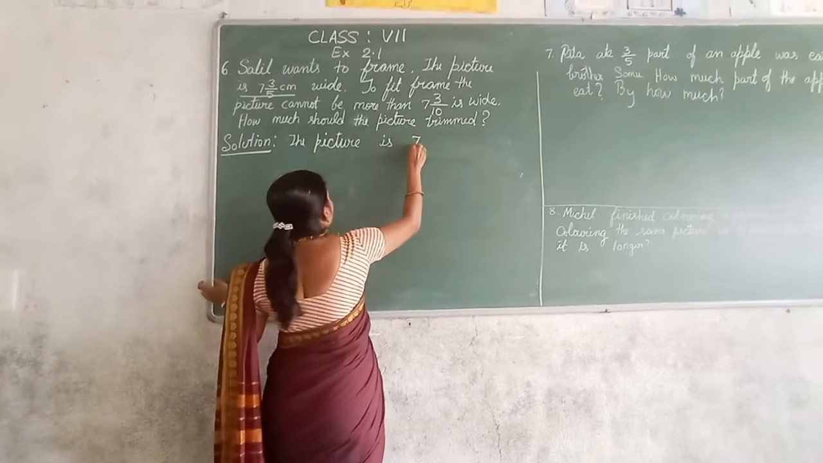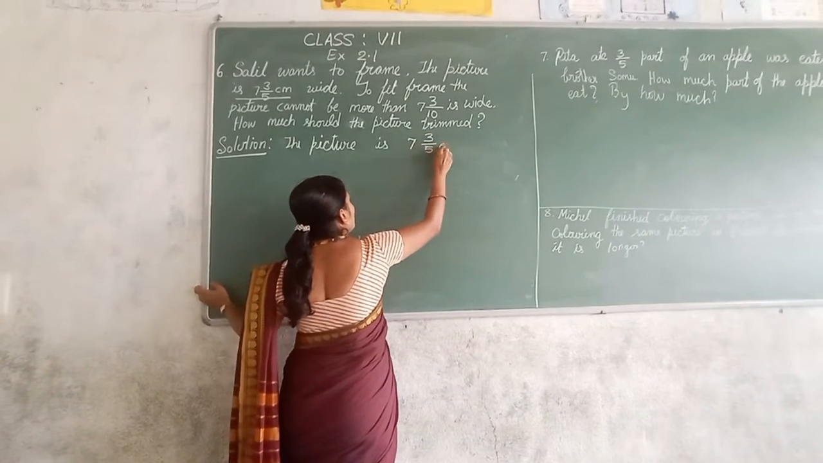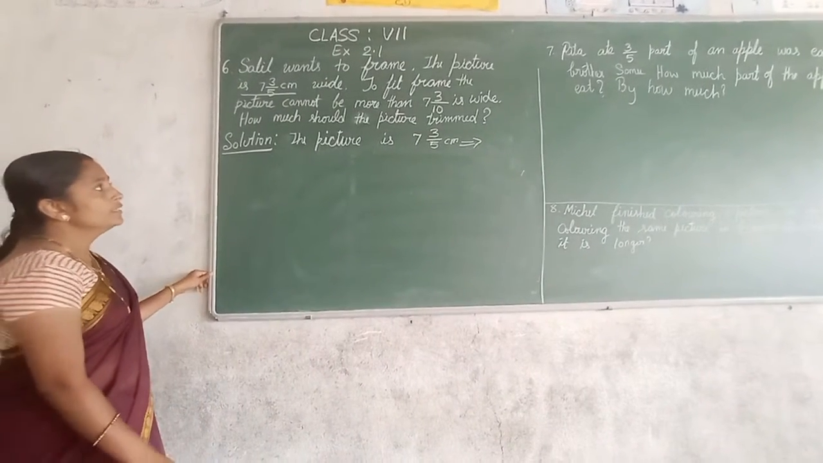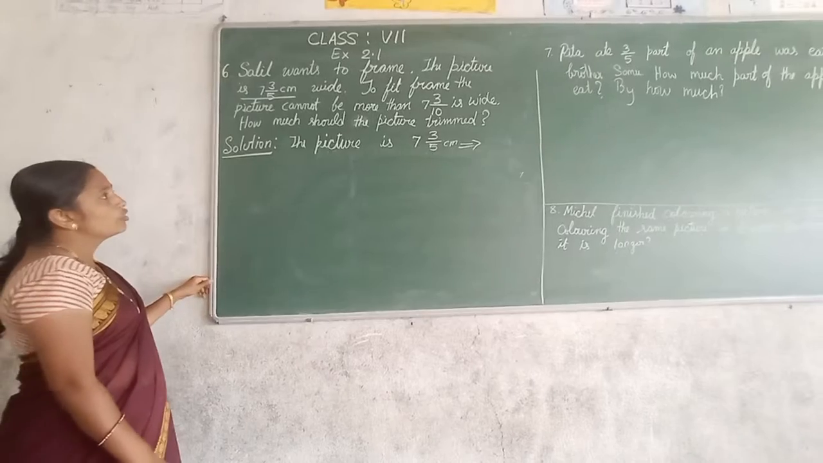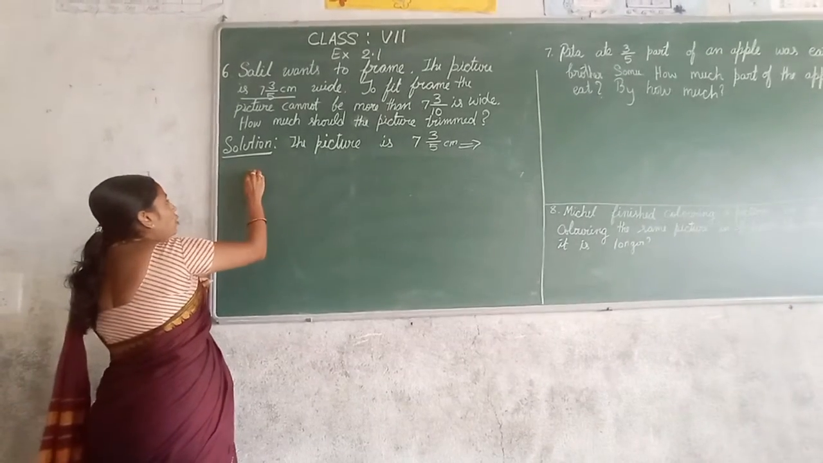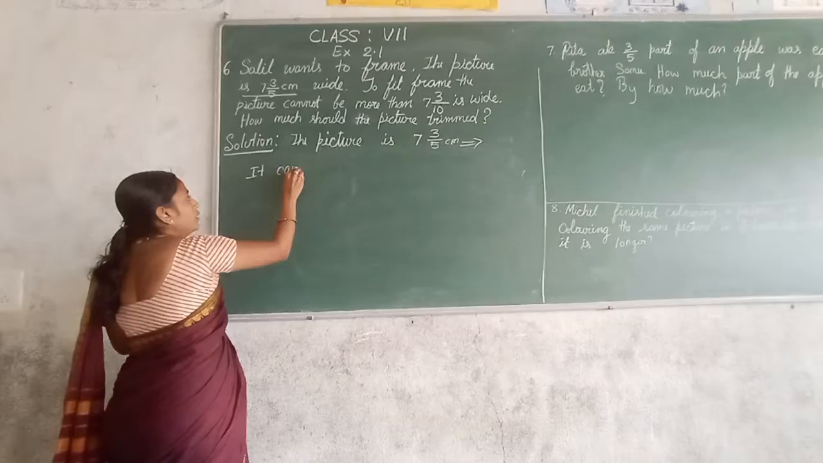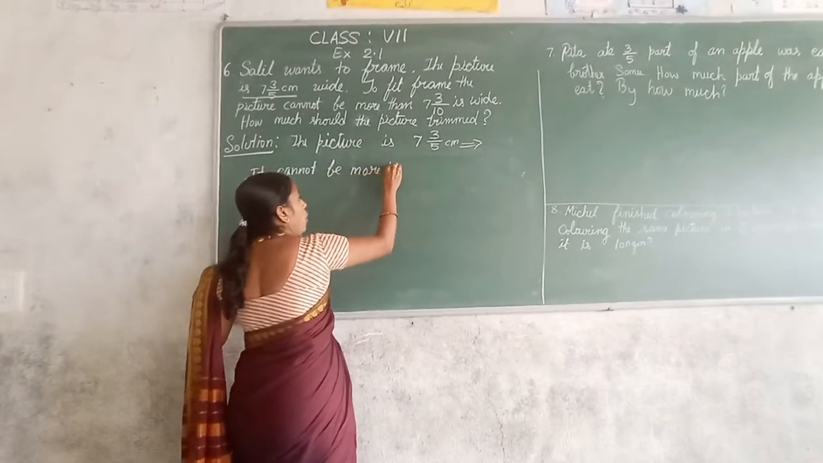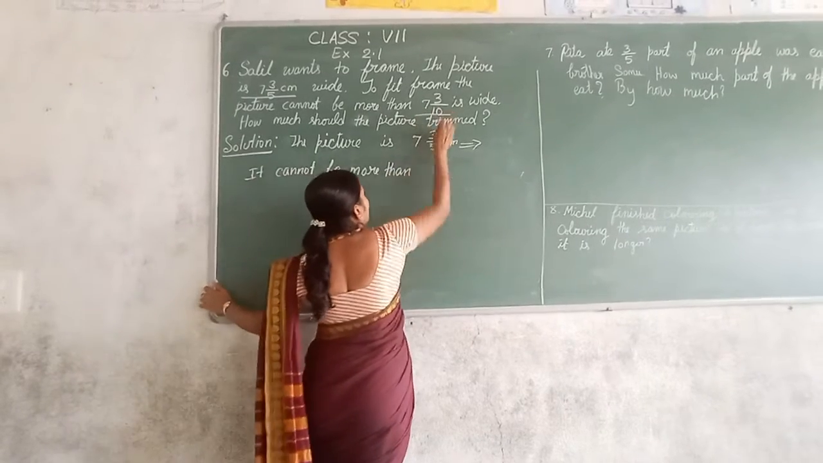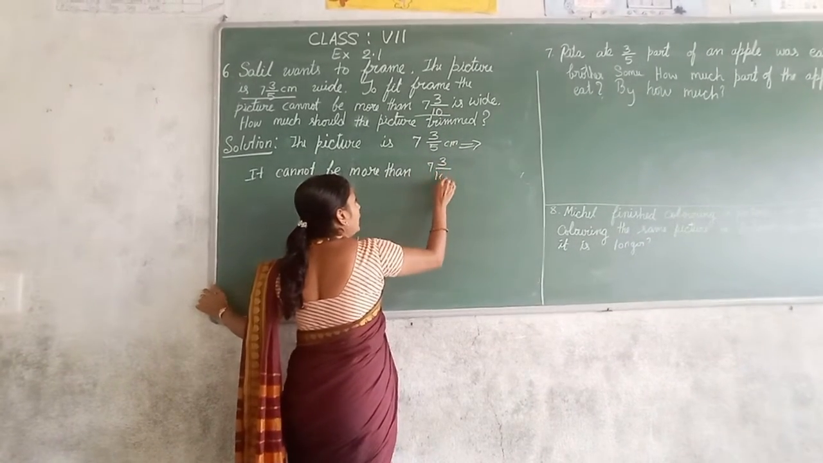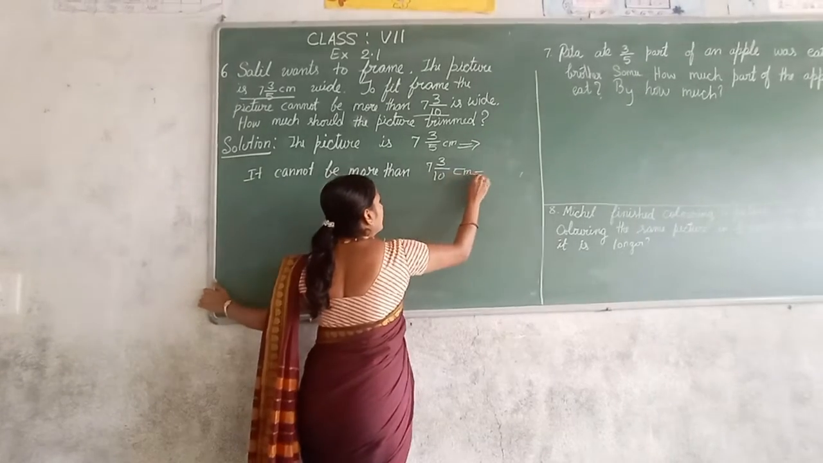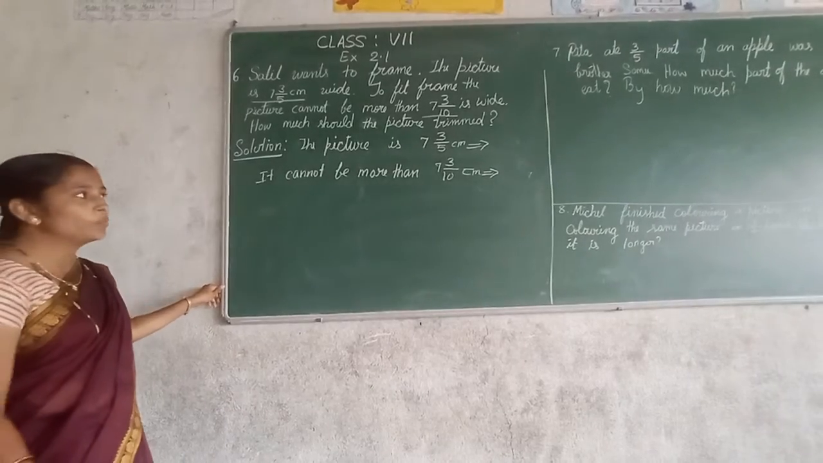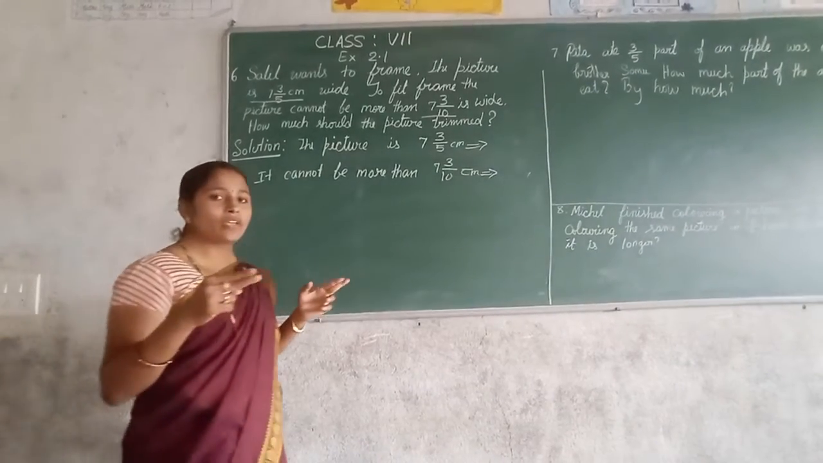is 7 3/5 centimeter. My dear students, it is given that to fit the frame, the picture cannot be more than that. It cannot be more than how much? The given measurement is 7 3/10 centimeter. Now they are asking how much the picture should be trimmed. Trimmed in the sense we have to cut it.